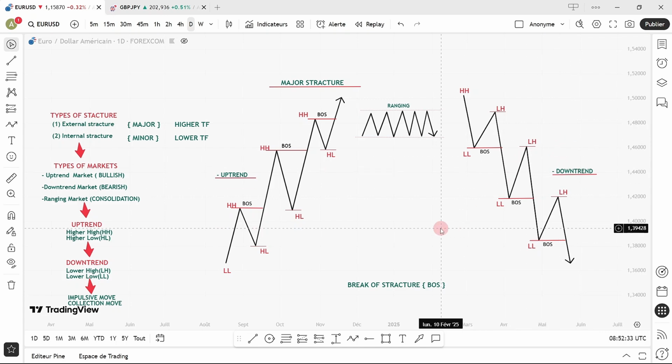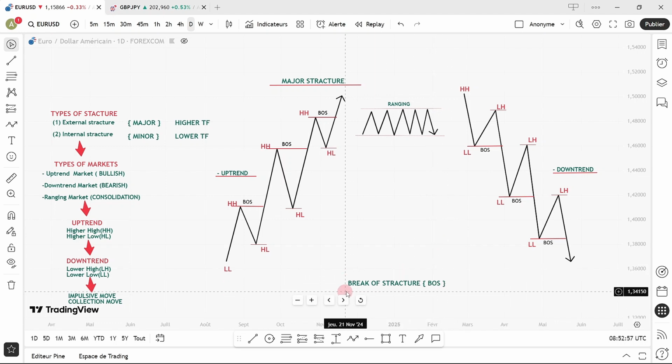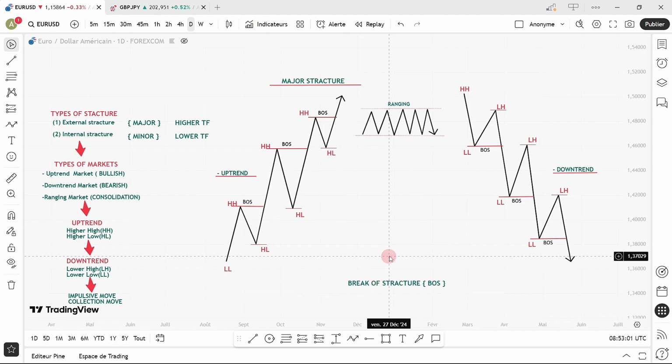So what I'm trying to say here is the market will always break structures, either to the upside or to the downside, or if it is not breaking structures, it is just ranging, and the market can never range forever, so it will have to break structure. So break of structure is the beginning and the end of the story. It is everything in this market structure concept.